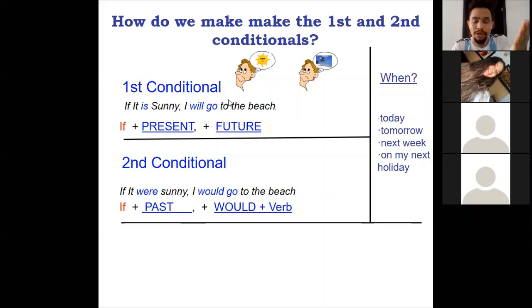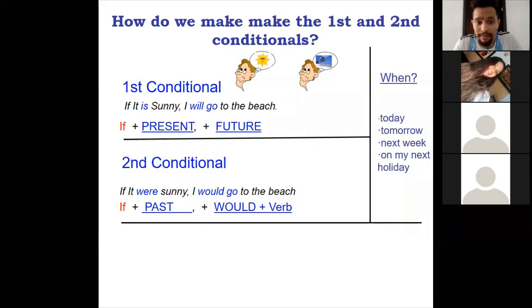But how do we do this sentence? How do we put it in conditional type 3? Can you try it? Try to put it in conditional type 3, guys. If it had been sunny, I would have gone to the beach.